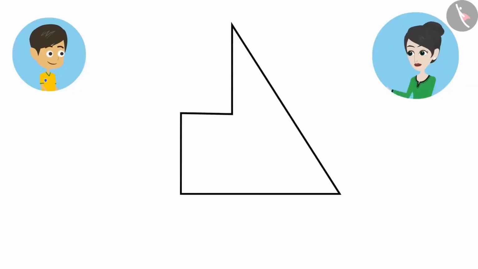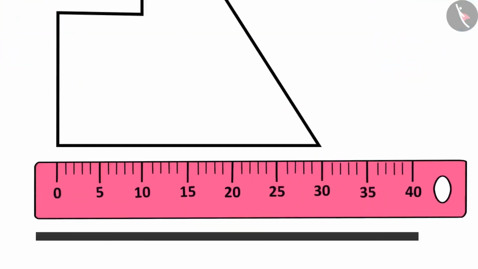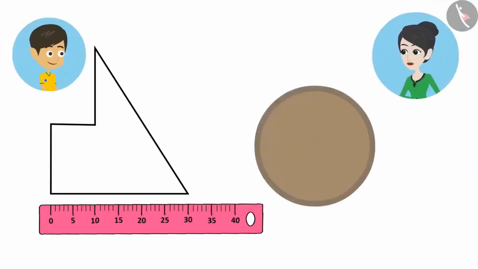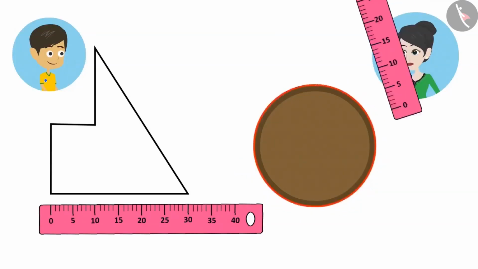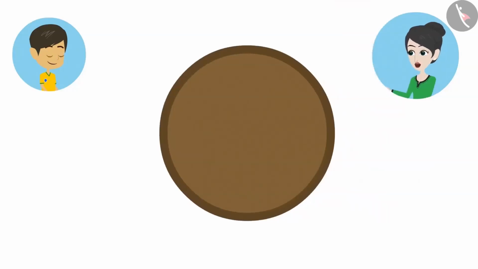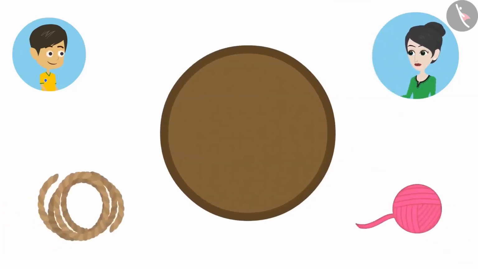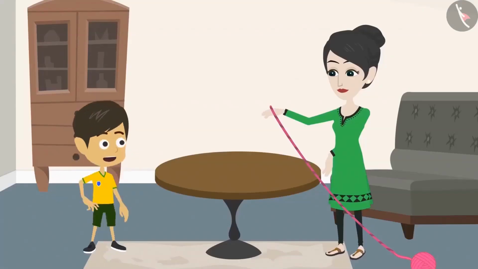The edges of shapes with straight lines can be measured with a scale because the scale is also straight. But you cannot measure a shape which has a curved boundary with a scale. To measure the boundaries of such shapes, you have to use threads, ropes, etc. Okay, now I get it. But how are you measuring the boundaries of this shape with a thread?